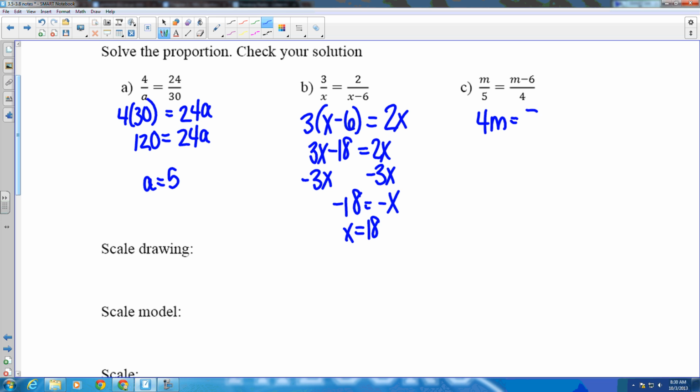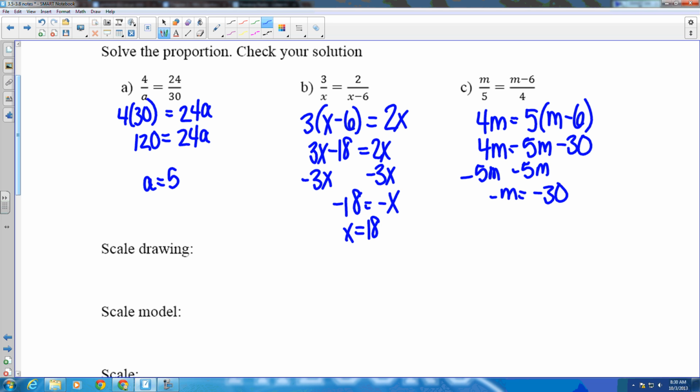4m equals 5 times m minus 6. 4m equals 5m minus 30. Subtract 5m. Negative m equals negative 30, so positive m equals positive 30.